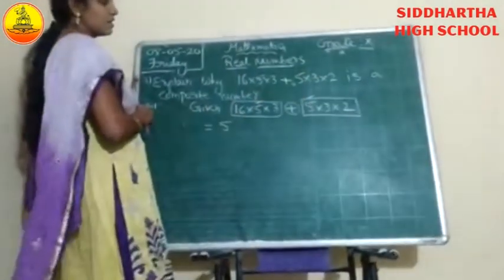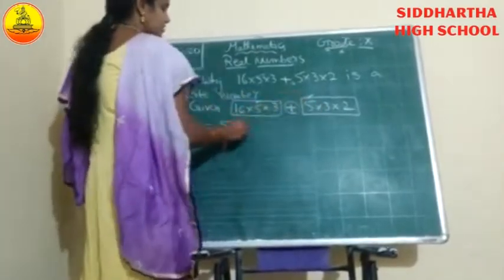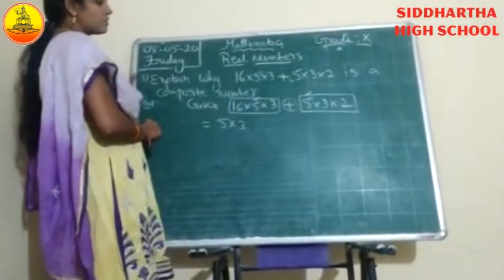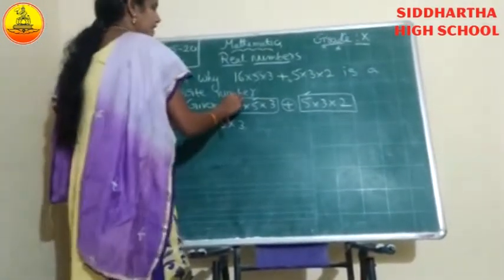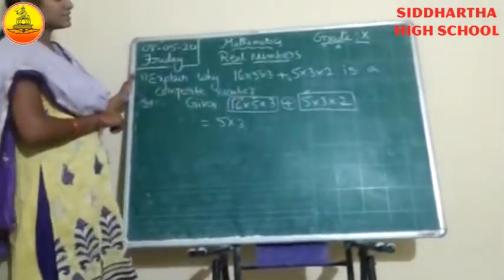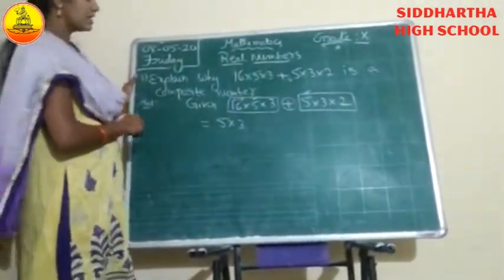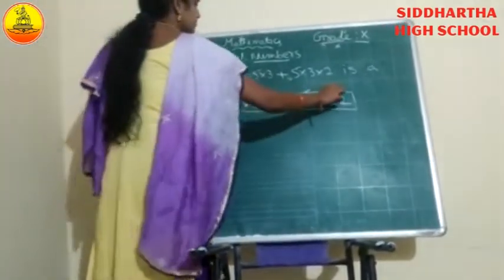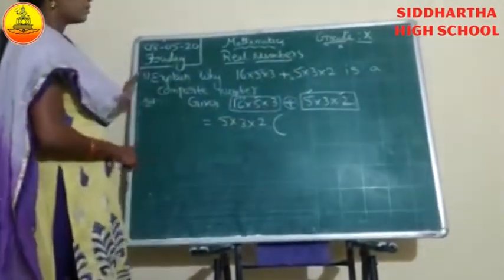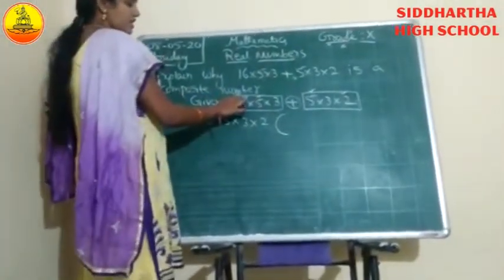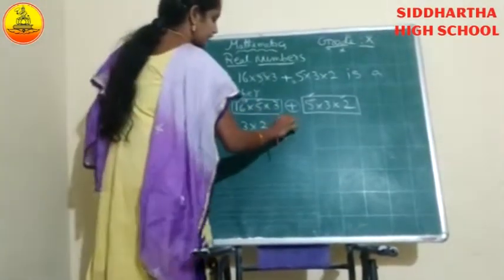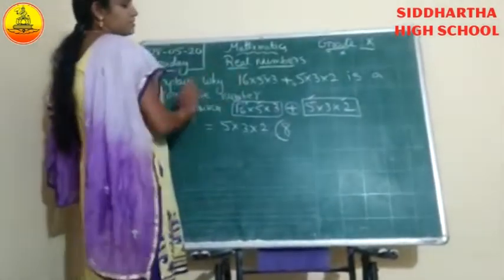Next, what is common here? Here also 3 is there, here also 3 is there. You take 3 common. Still, what is common here? We can write 16 as 2 into 8. That means we can take 2 also common. So take 2 also common. Now, if you take 2 common, what is left here? 8 is left. All we took common, so I have to write 8. Completed here, 8 is left.